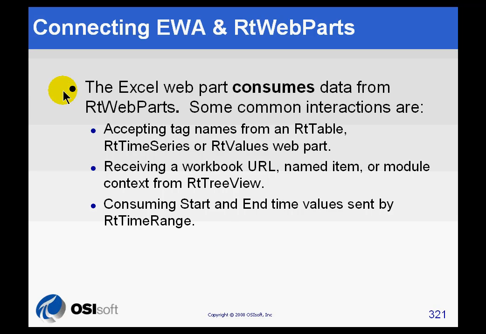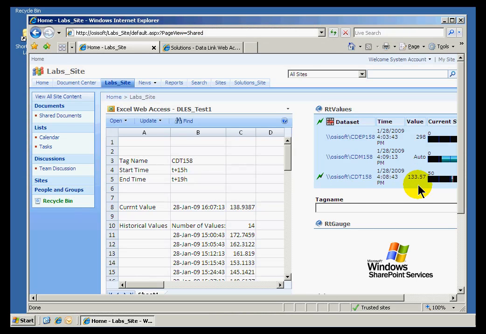And we just saw a connection to the Excel Web Access web part from just one of the standard web parts, the text filter. But you can also make connections from some of our other RT web parts. And they're very good connections. For example, within the RT table, time series, or values web parts, you can make a connection such that when you look at or click on a row within any of those web parts, we will pass that tag name over to the Excel Web Access.